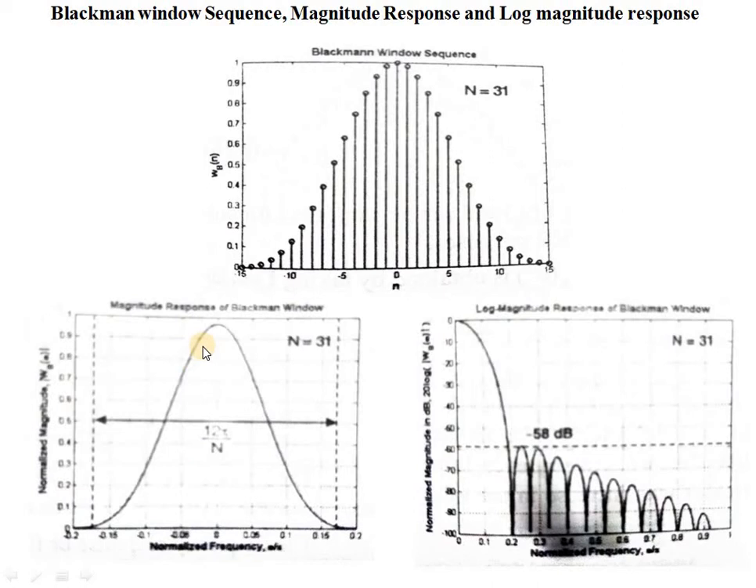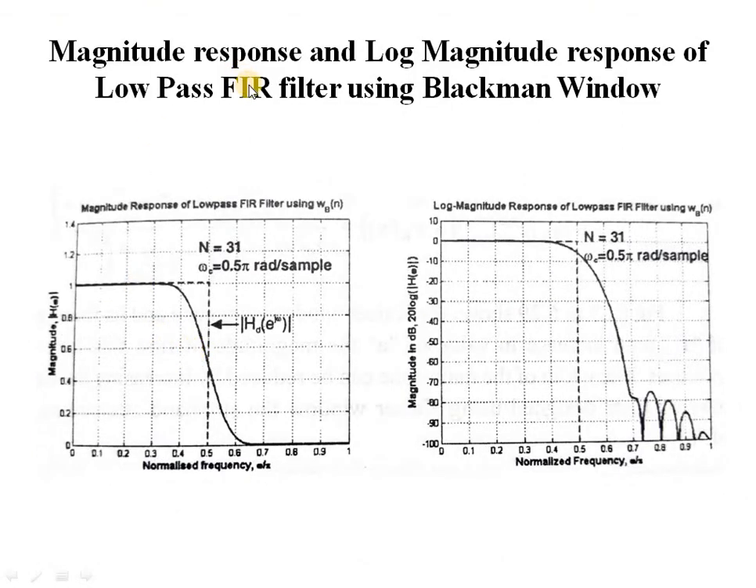When we consider the magnitude response and the log magnitude response of a low pass FIR filter designed using a Blackman window, it is observed that the first side lobe peak is at approximately minus 78 dB, an improvement of 27 dB relative to the Hamming windowed filter. However, as the frequency increases, the stop band attenuation does not increase as much as with the filter produced by the Hamming window.